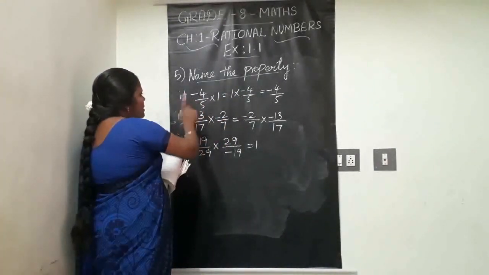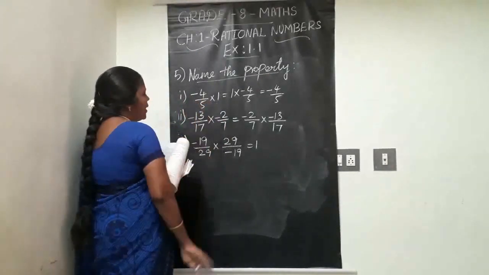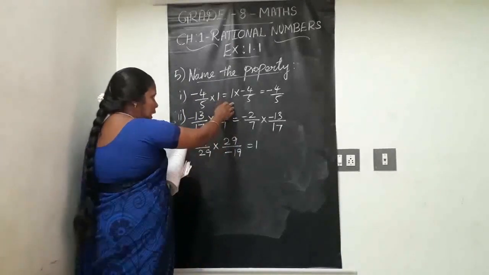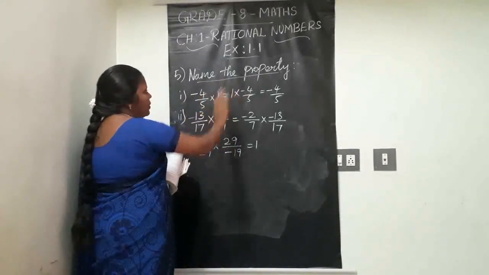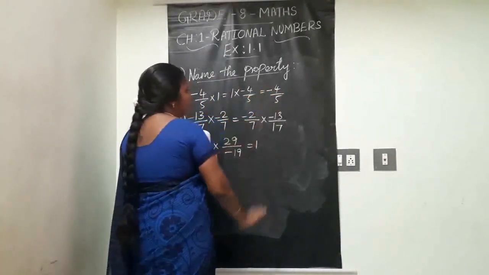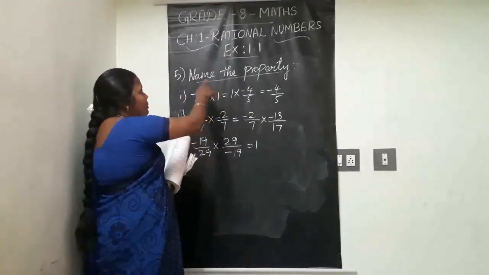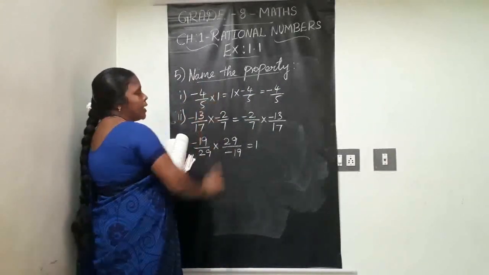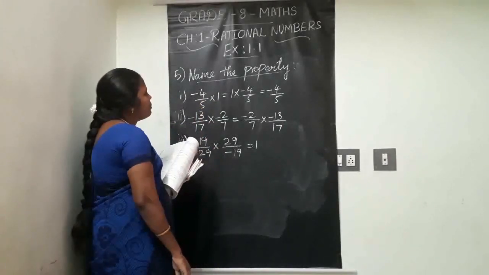Minus 4 by 5 is a rational number. That is multiplied by 1. Again, that is equal to 1 into minus 4 by 5. The same thing is repeated there. It is equal to minus 4 by 5, finally given. This is the given statement. Actually, that property we have to find out under multiplication. Clear? What property is coming here?